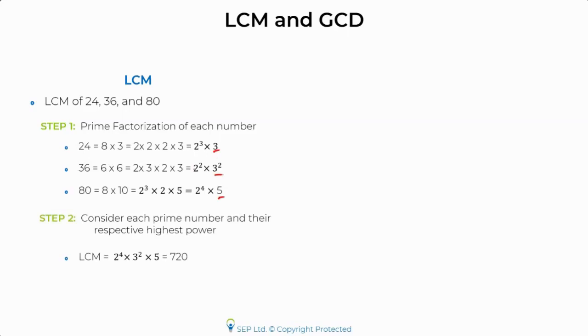Once I take these three, I look at the highest power of each prime factor. If you look at all the 2's, the highest power is 4, so you'll take 4. The highest power of 3 is 2, so you'll take 2. There's only one 5, so the power is 1. This gives you the lowest common multiple of all three numbers. Is this part clear?